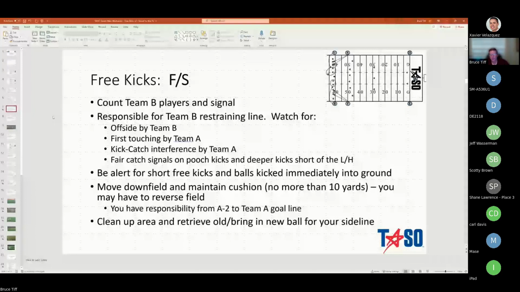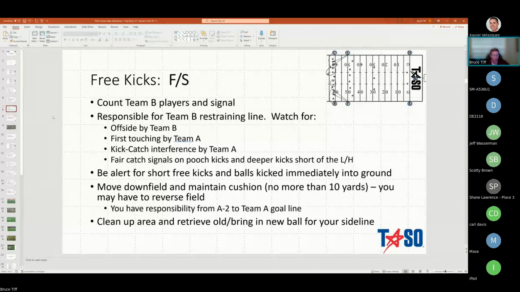Okay, let's move again, left to right. Now we're talking about the field judge and the side judge. We're going to count Team B players and signal. We're also responsible for the Team B restraining line. So we're going to be watching for offside by Team B, any first touching potentially by Team A, and any kick catch interference by Team A.